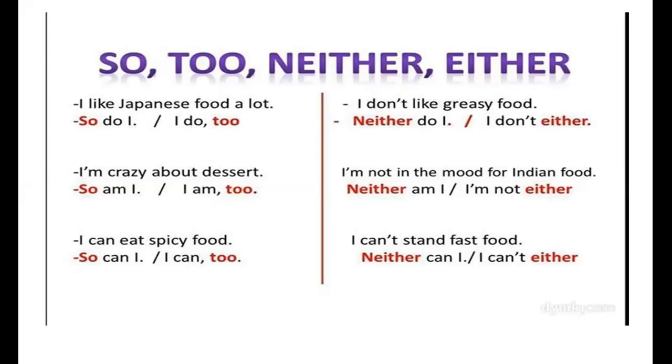I like Japanese food a lot. So do I. Or you can say, I do too. I'm crazy about the dessert. So am I. I am too. I can eat spicy food. So can I. Or I can too. This is, if you see, affirmative expressions.